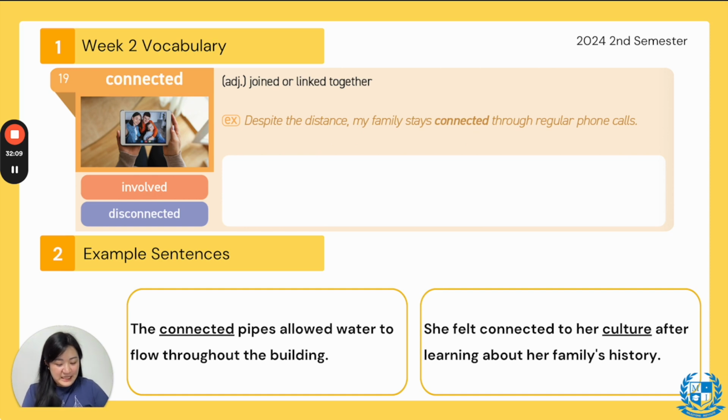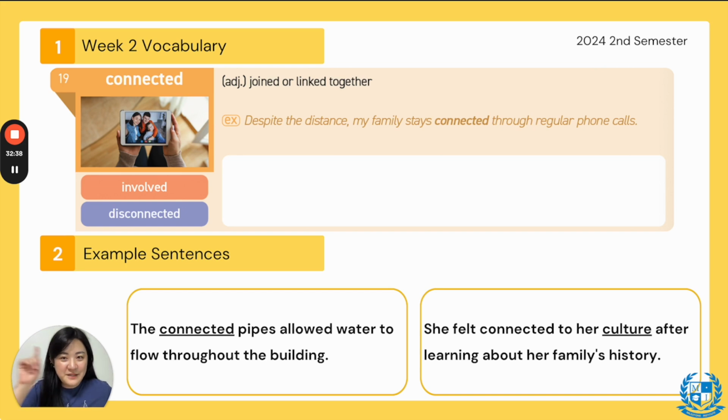Number 19. Let's go to the next page. On 18. It is connected. Everyone say connected. The synonym is involved and the antonym is disconnected. It is an adjective and it means joined or linked together. Connected. Our other word was connection, but no, this one is connected. This is an adjective.